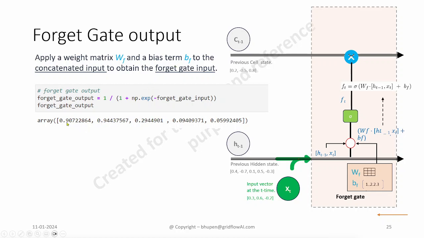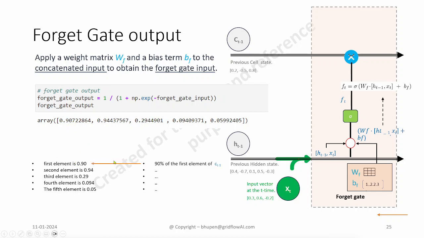So that means the values which are closer to 1 will be retained, and the values which are closer to 0 are kind of forgotten. So in a way, the first element we have is 0.9, so that means we will store 90% of the first dimension of the cell state. Similarly, the second element is 0.94. That means 94% of the second element of the cell state, and so on and so forth. The last one that you see here is 5%. That means we are going to retain 5% of the fifth dimension of the cell state.